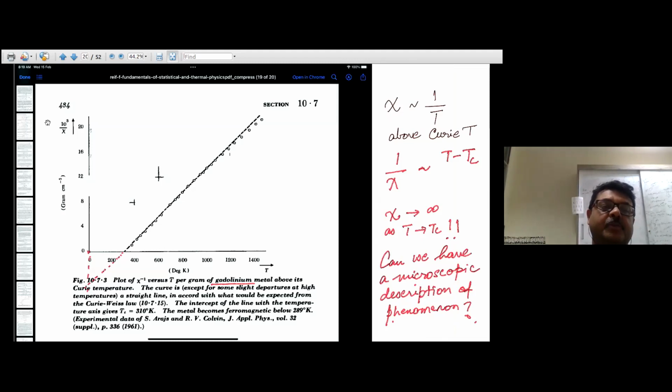And if we happen to plot 1 by chi, and what is chi? Chi is the susceptibility. And what is susceptibility? Susceptibility is, if you change the externally applied B field by a small amount, how does the magnetic moment change? So it is del M, M being the magnetic moment of the sample. And ideally, we don't like to talk about the magnetic moment of a sample, because magnetic moment is an extensive quantity. So if you take larger amounts of iron, it will show a larger magnetic moment.